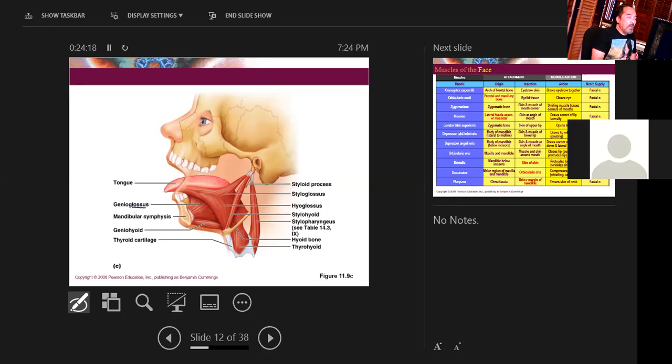So genioglossus, it actually is the inner side of the mandible. Okay, that's what the genioglossus means. Inner side of the mandible, then it will go up and then turn around. Okay, and that's what the genioglossus does.